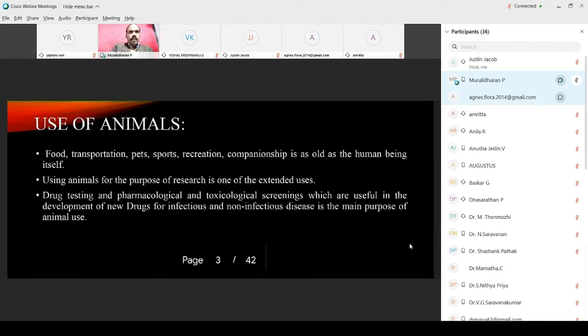So the use of animals, as you know, is mainly for food, transportation, pets, sports, and other recreational purposes. It's also used for championship. These are all the old uses which we know. Everybody knows it, as the human being itself, whenever the human being started, it also started. And using animals for research is one of the extended uses. In that, drug testing and pharmacological as well as toxicological screening, which are useful in the development of new drugs for infectious and non-infectious disease, is the main purpose of animal use in research.